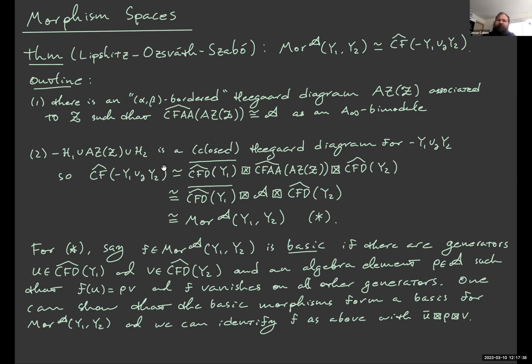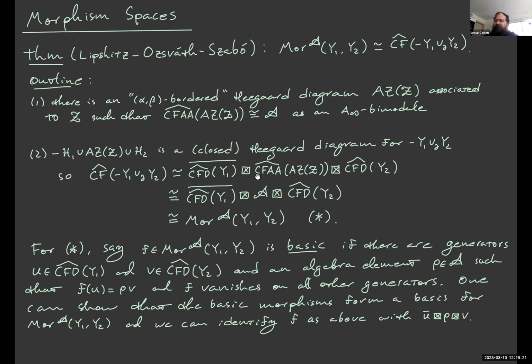This theorem of Lipshitz, Ozsváth, and that should say Thurston, sorry, says that the morphism space from Y1 to Y2 is homotopy equivalent to CF hat of minus Y1 glued to Y2. I'm going to give you a short outline of it. Everything here is stated in terms of A infinity algebras, A infinity bimodules, and there are these funny box tensor products. If you're not comfortable with that, just substitute DG modules, DG algebras, and just ordinary tensor products or derived tensor products if you're comfortable with those.